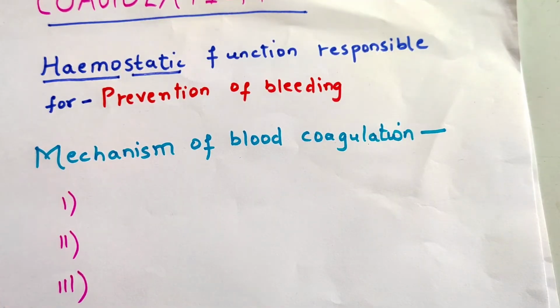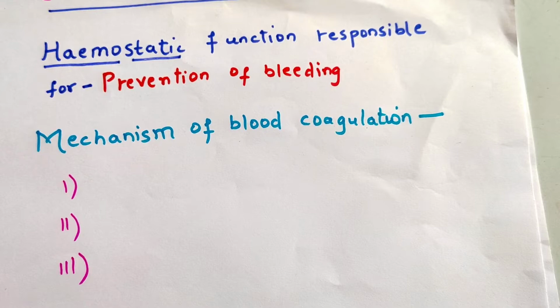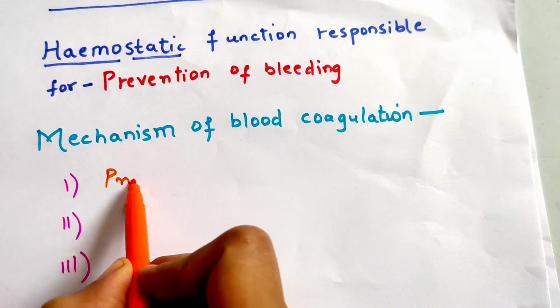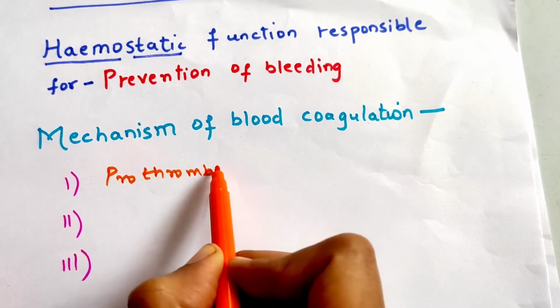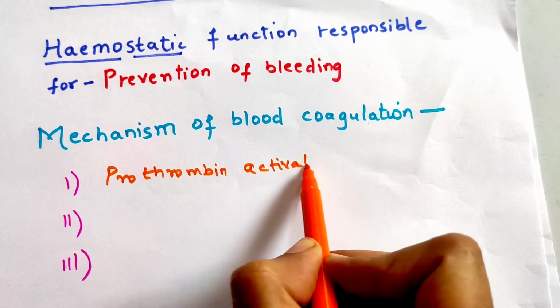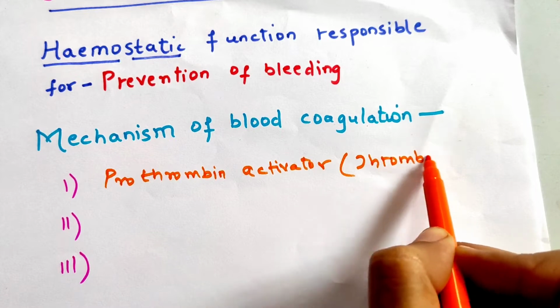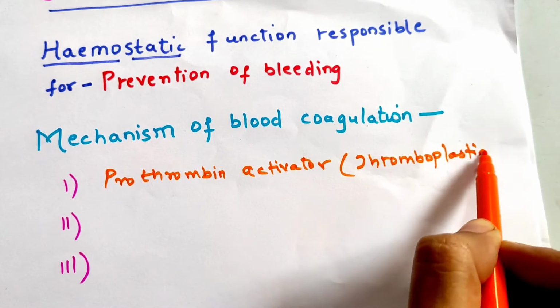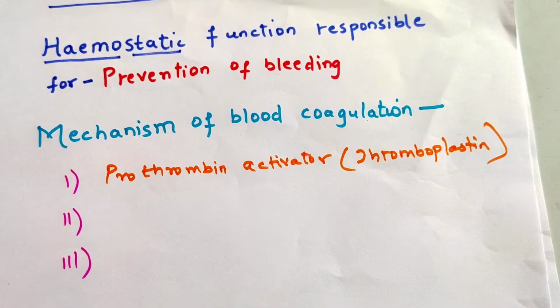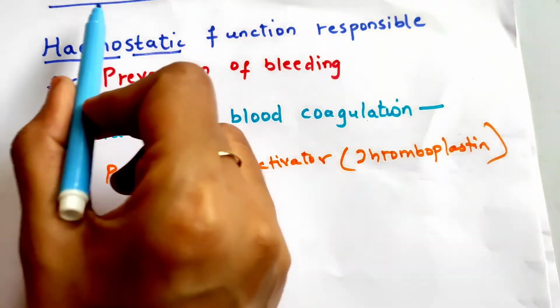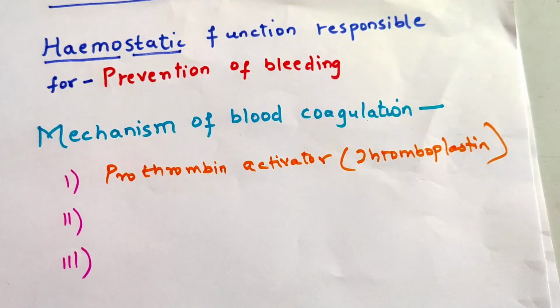Next is the mechanism of blood coagulation. So it involves three steps. First is formation of prothrombin activator. It is also called thromboplastin. This prothrombin activator is formed by a series of coagulation cascade that we will learn afterwards. Second is conversion of prothrombin activator to thrombin.